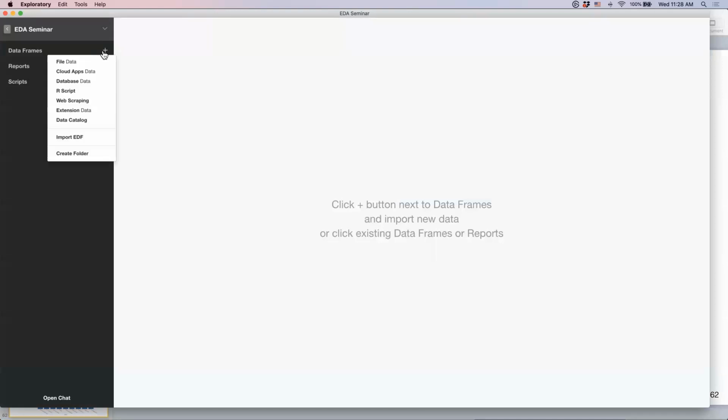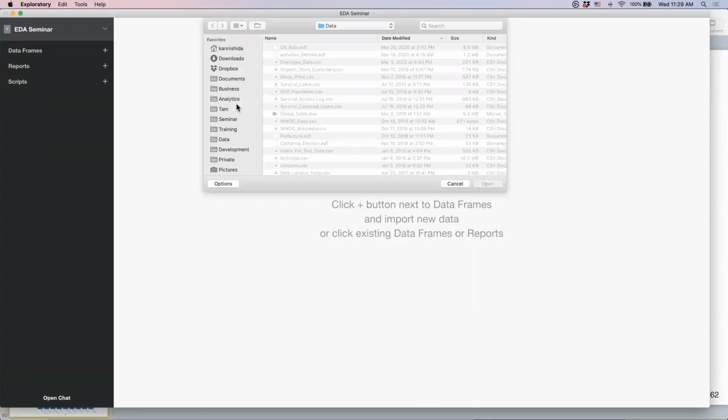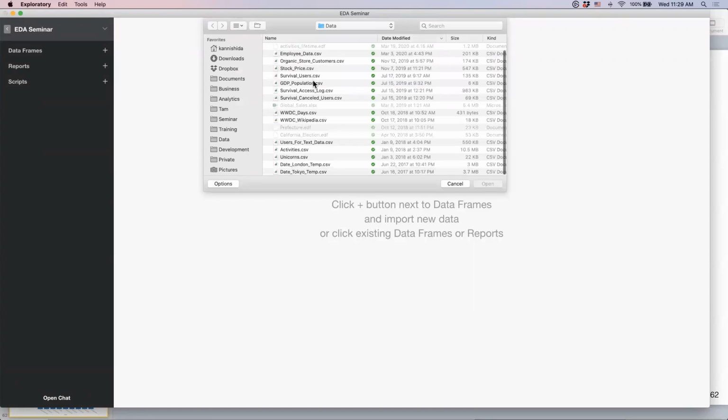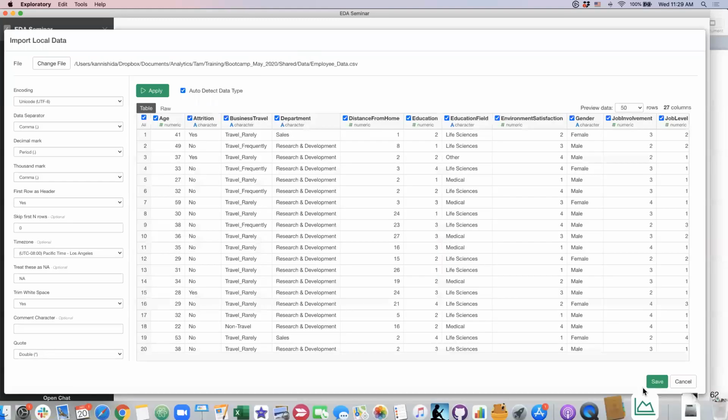So let's import the data. I'm going to use the employee data. Where is that? Here we go. And then nothing new, just import that data here.